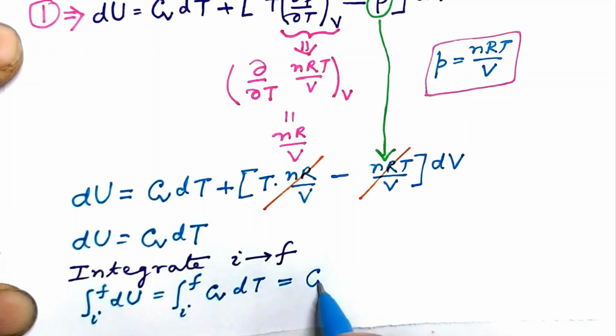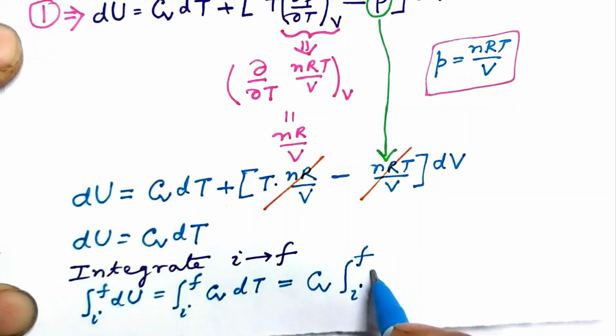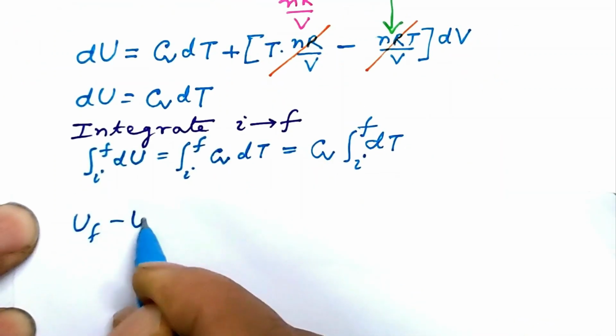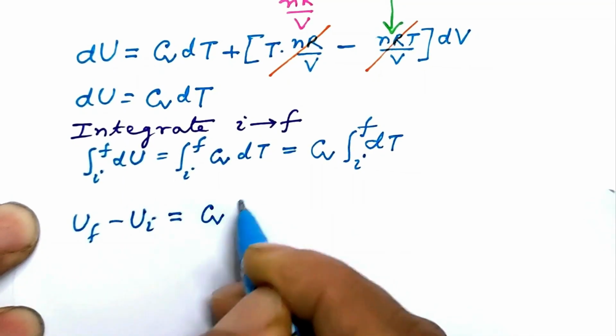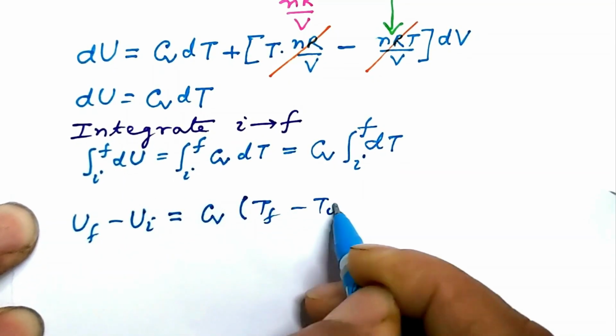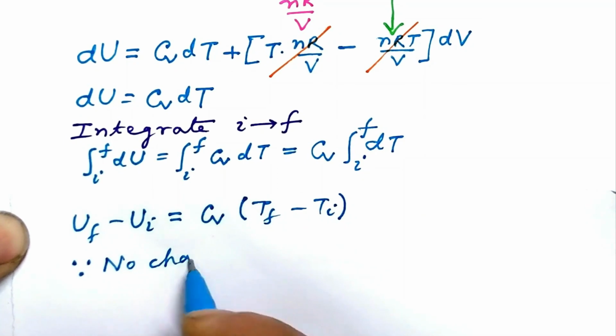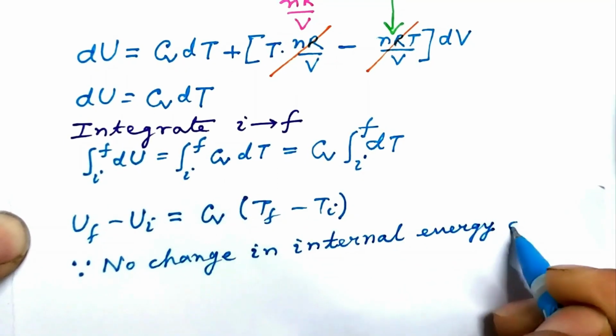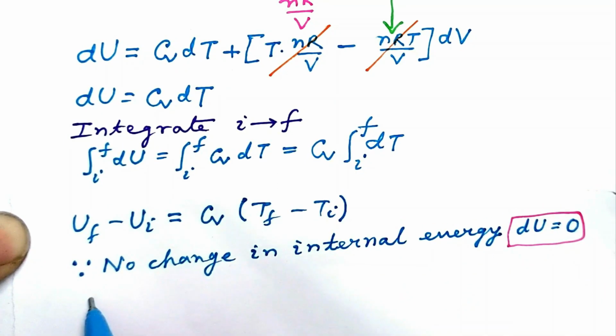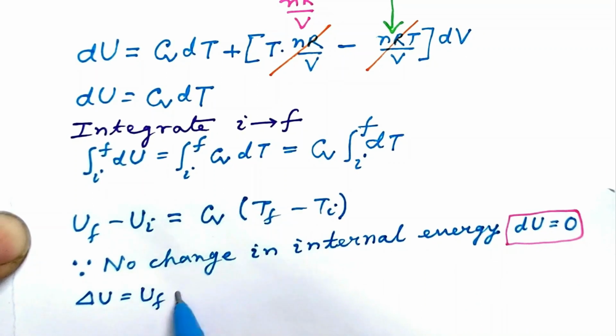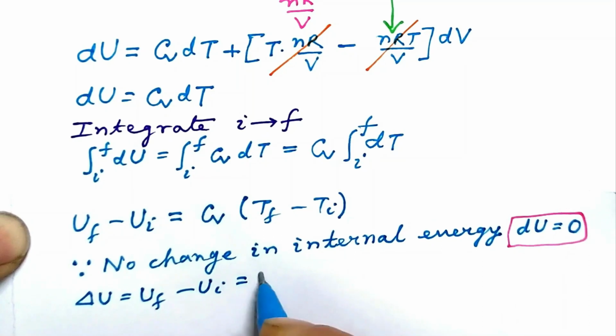Assume Cv is constant in the range of integration. So UF minus UI is Cv into TF minus Ti. Since there is no change in internal energy, that is du equal to 0. For this finite process, delta U equal to UF minus UI equal to 0.